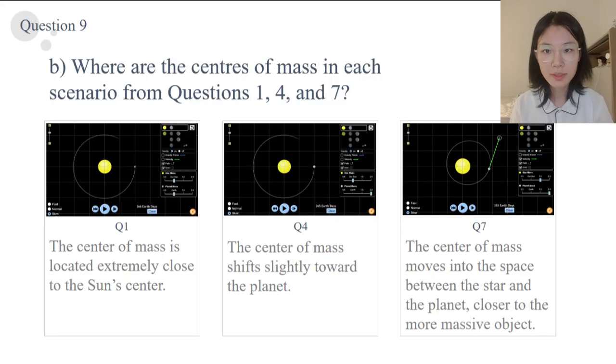In question 1, the center of mass is located extremely close to the Sun's center because the Sun's mass dominates the system. In question 4, if the planet's mass is significantly increased, the center of mass shifts slightly towards the planet but remains inside the Sun because the Sun still dominates the mass. In question 7, if the star's mass is reduced, the center of mass moves into the space between the star and the planet, closer to the more massive object.